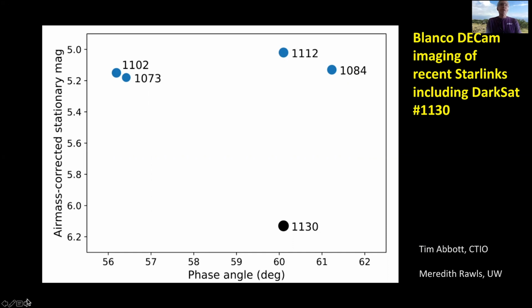This is a CTIO Blanco DECam image, a series of images where they caught 5 of the satellites, and the 4 up there at the top are around 5.2, a little bit brighter magnitude. Those are undarkened version 0.9s. And down below, satellite 1130 is DarkSat. By doing that, they made it about a magnitude fainter. That's probably not good enough, but they're working on it.